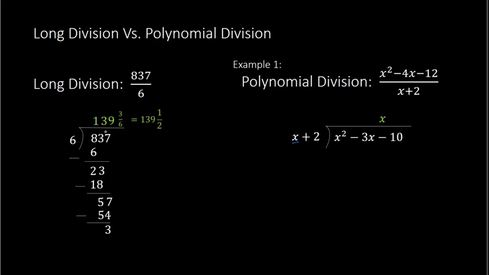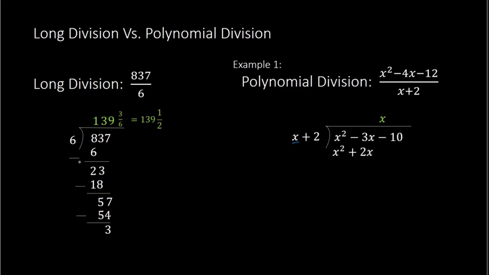So from here, with the long division, once we had the 1, we multiplied the 1 by 6 to get the 6. Same thing here. We take the x and multiply it by the entire thing of x plus 2 to get something down here. So x times x plus 2 would give me x times x, which is x squared, and then x times 2, which is 2x.